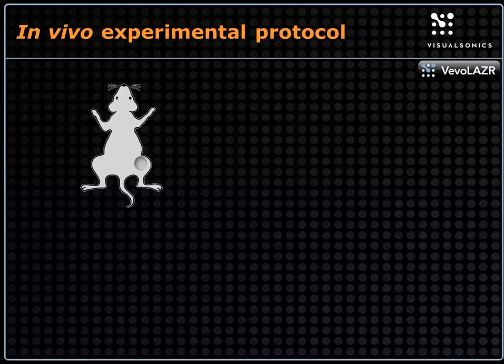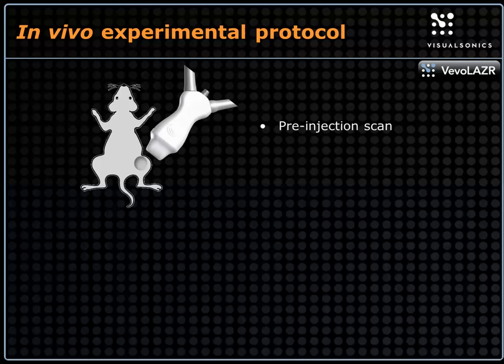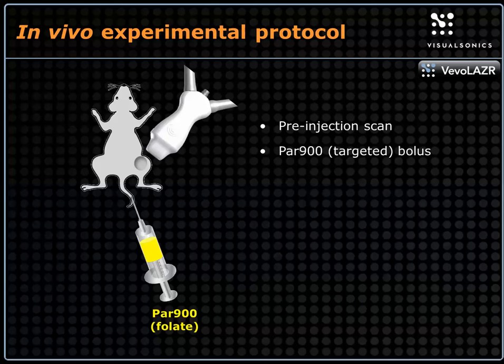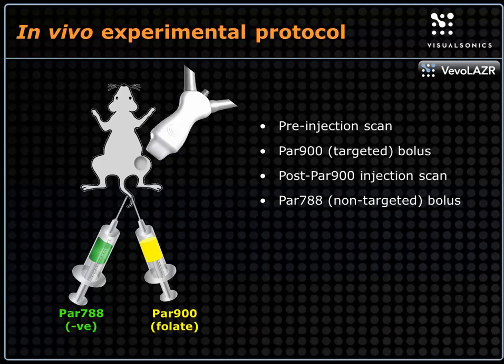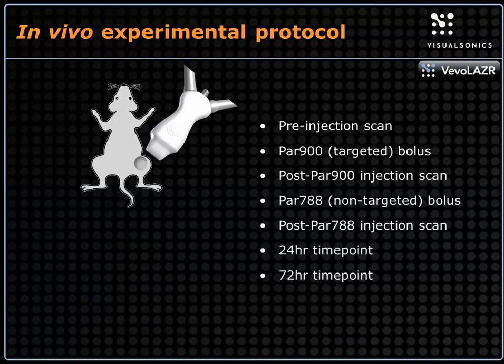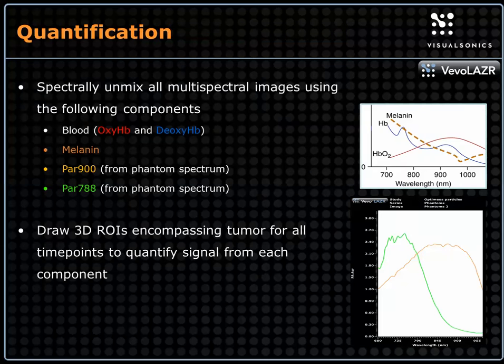The second step is, of course, the in vivo experiment, where we're going to do a scan before the injection. We'll inject the PAR 900, that's the folate targeted particles. We'll do another scan just after the injection of those particles. We'll inject the PAR 788, the negative control essentially, the non-targeted particles, do another scan. And then we'll look at the 24-hour time point, the 72-hour time point.